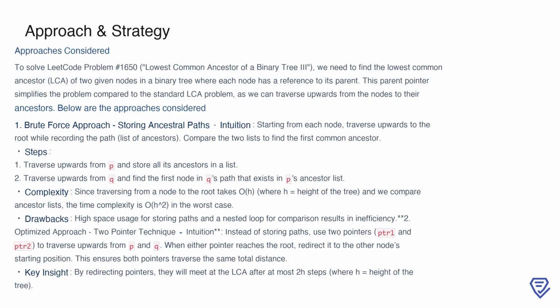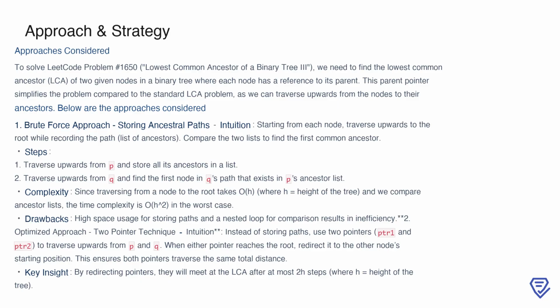While this method is straightforward, it has significant drawbacks. Traversing each node to the root takes O(h) time, and comparing the two lists in a nested loop results in O(h²) time complexity in the worst case. Additionally, the space requirements for storing paths make it inefficient for larger trees.